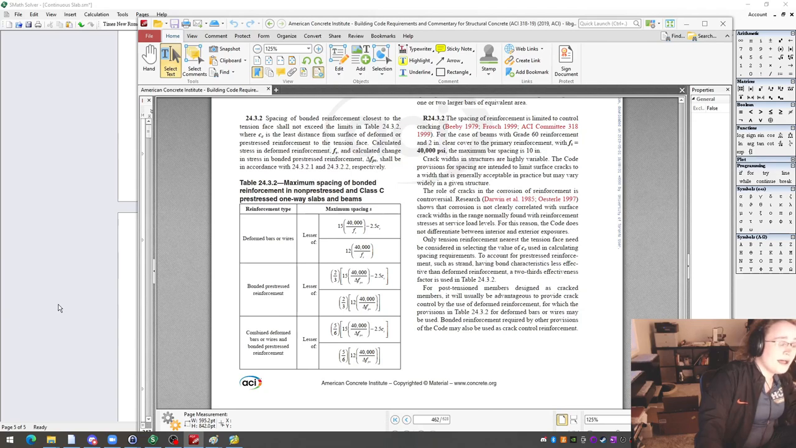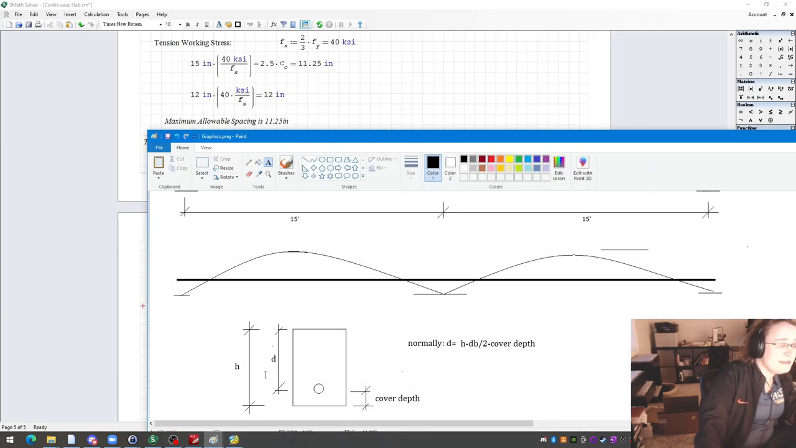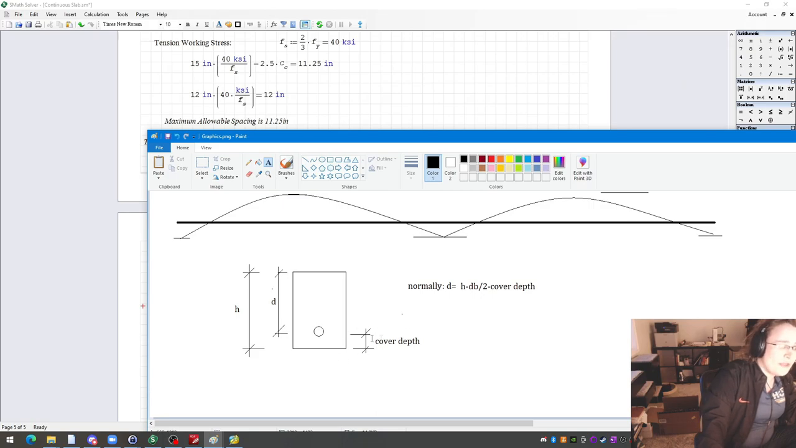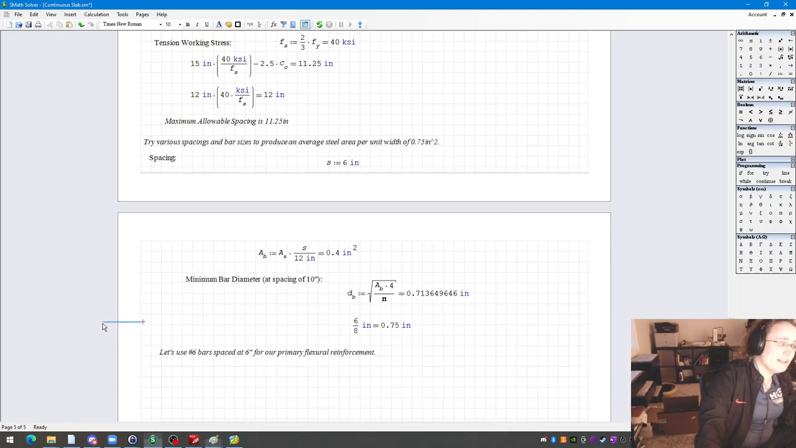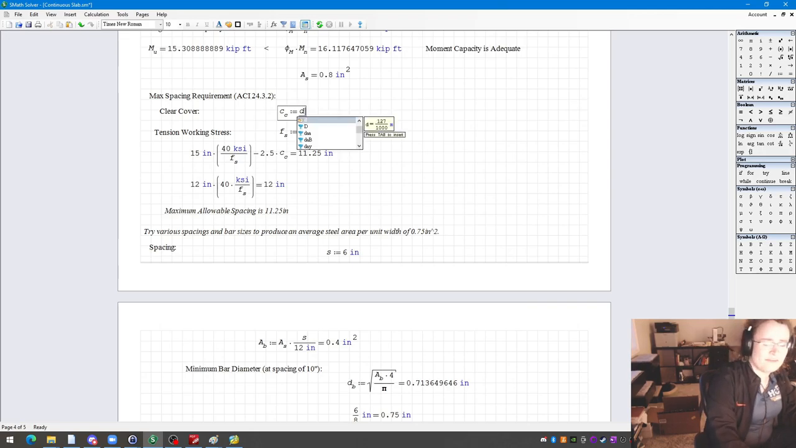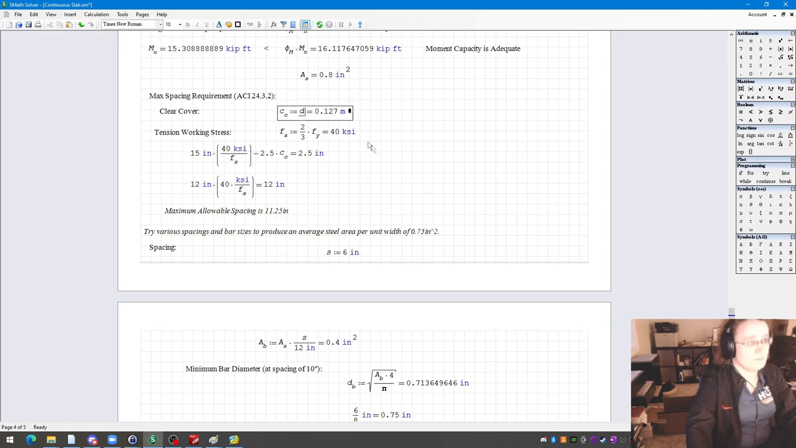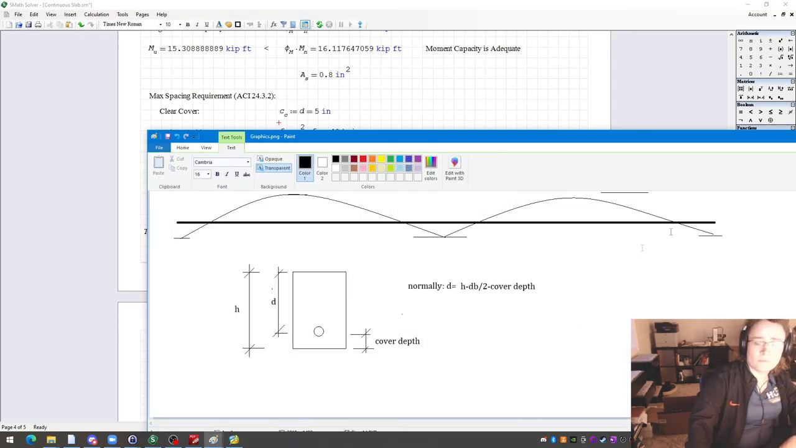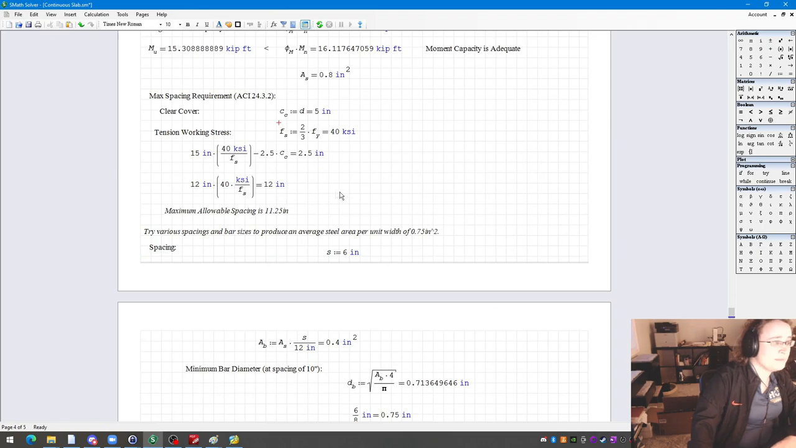So if you don't know the exact bar size and you want to be conservative, rather than taking the cover depth from the beam edge to the edge of the steel, you could actually just take the cover depth from the beam edge to the center of the steel, and that would be conservative. So I think what I'm going to do is use a cover depth of just equal to my beam depth of 6 inches. Or sorry, 5 inches. So that will be that. And thus we'll have our minimum spacing requirements.